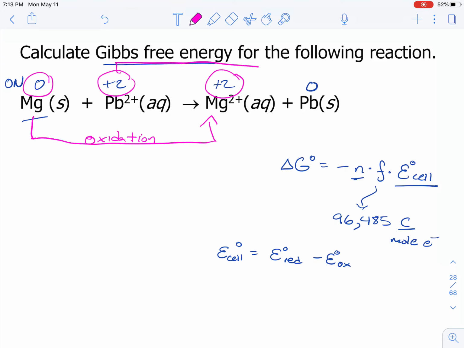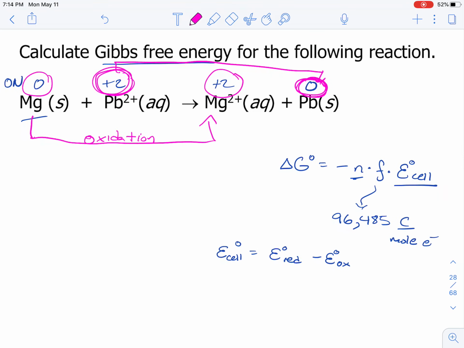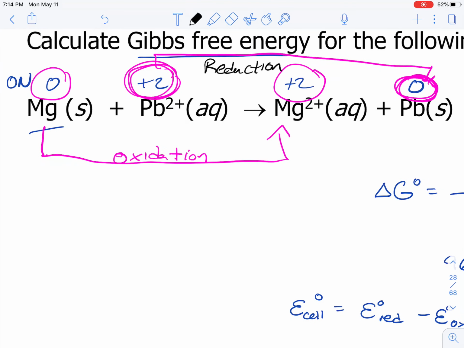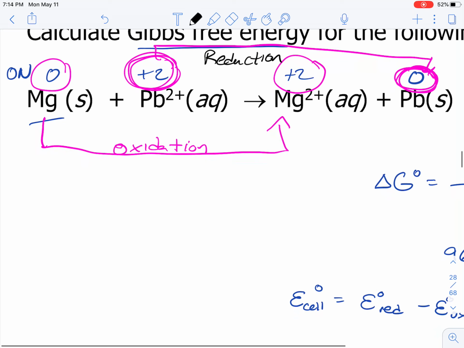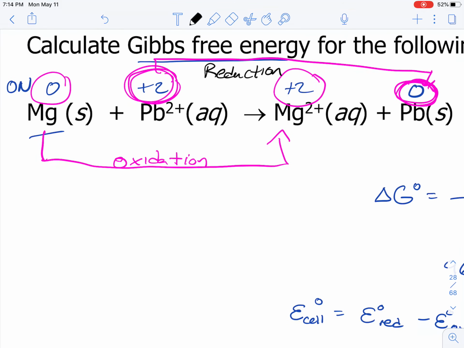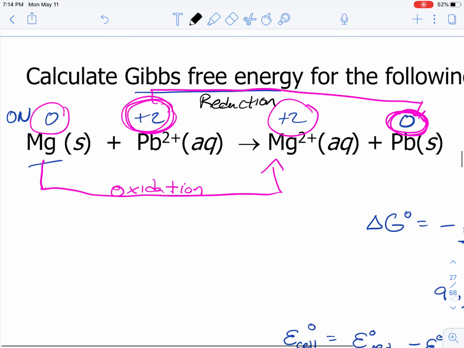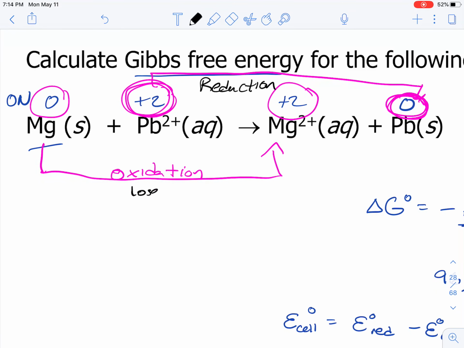Comparing my numbers here between lead, I'm going from plus 2 to 0. And so since I'm going from plus 2 to 0, then lead 2 plus is undergoing reduction. So I'm going to go ahead and summarize my half reactions so that I know how many electrons are being transferred. And so for the oxidation half reaction, remember oxidation means losing electrons.